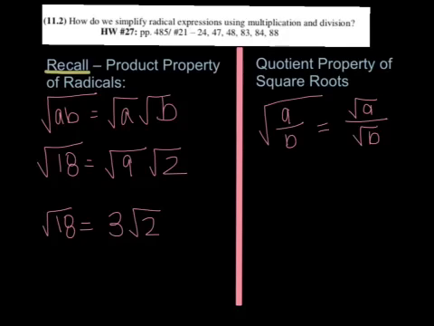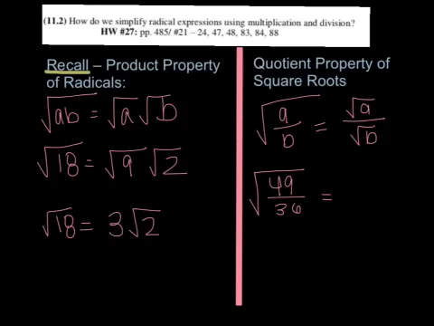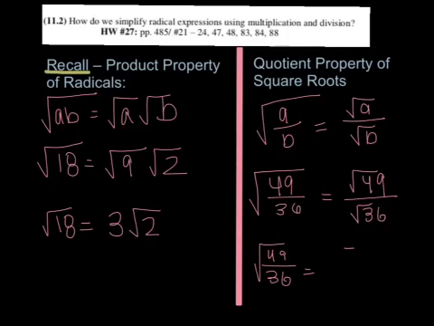So now let's do an example with actual numbers. If I have radical 49 over 36, in this case all we're doing is getting the square root of 49 and the square root of 36. They're actually both perfect squares, so our ending result is going to be 7 over 6. So that's how we use the product property of radicals and the quotient property of radicals.